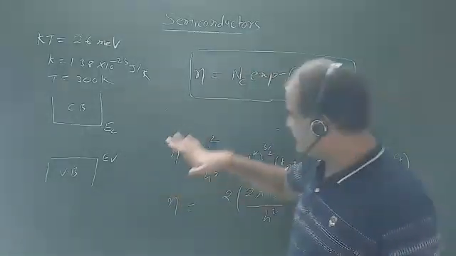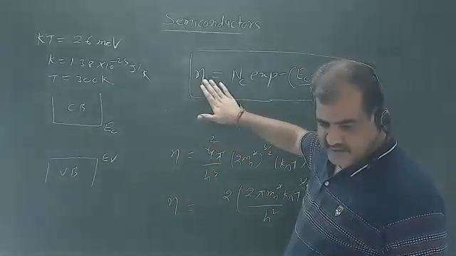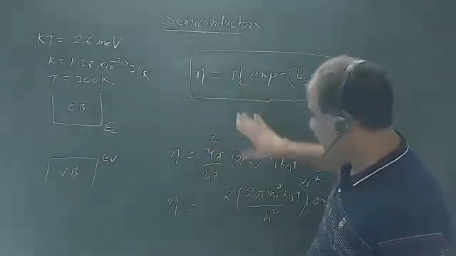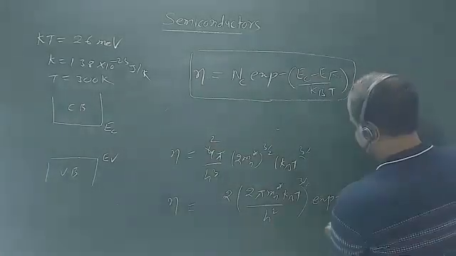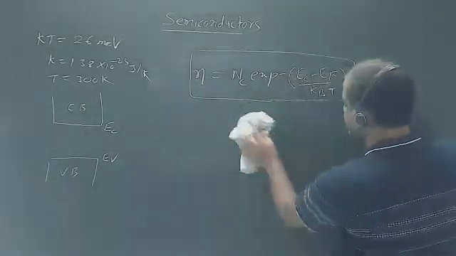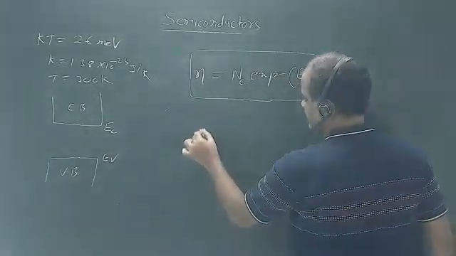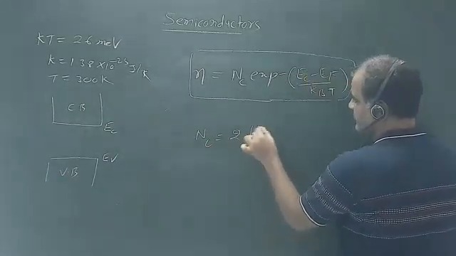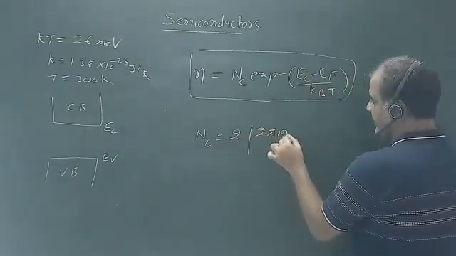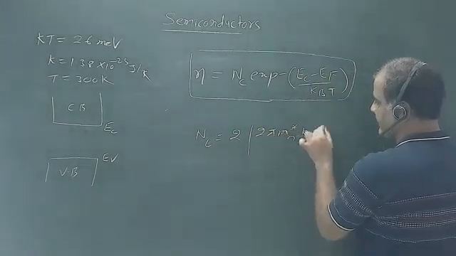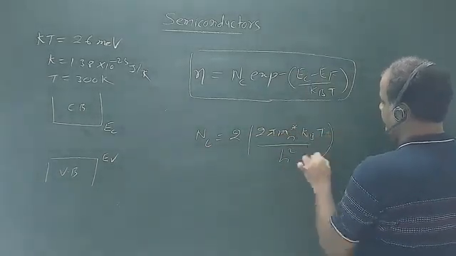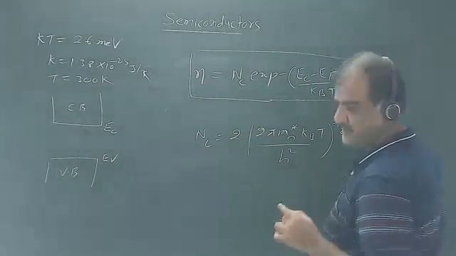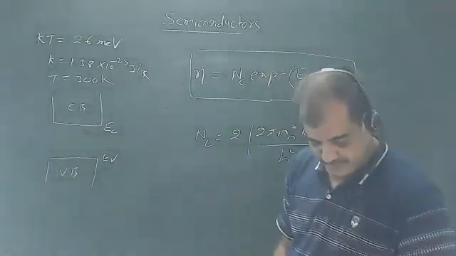So I have just derived an expression: the concentration of electron in the conduction band. Where Nc is a constant, and Nc is 2 pi mn kBT over h squared to the power 3/2. Okay, ask what was the doubt.